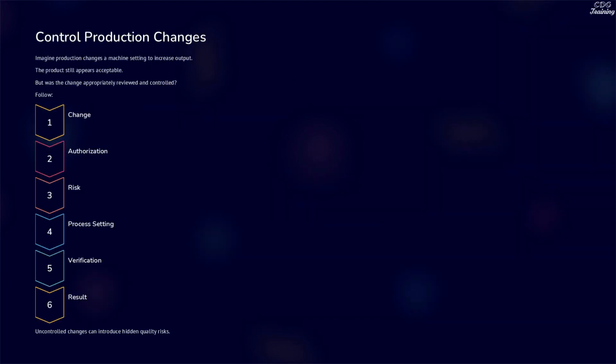Imagine production changes a machine setting to increase output. The product still appears acceptable, but was the change appropriately reviewed and controlled? Follow the steps of change: authorization, risk, process setting, verification, and result. Uncontrolled changes can introduce hidden quality risks.